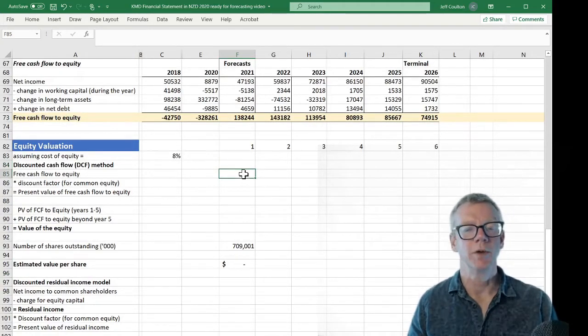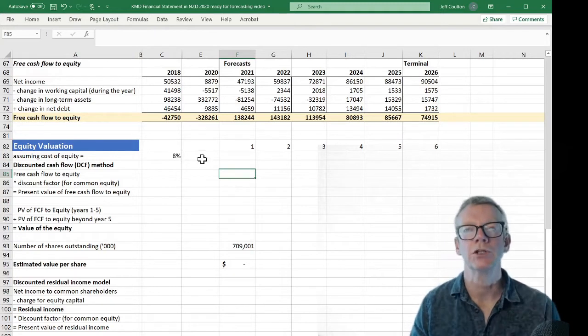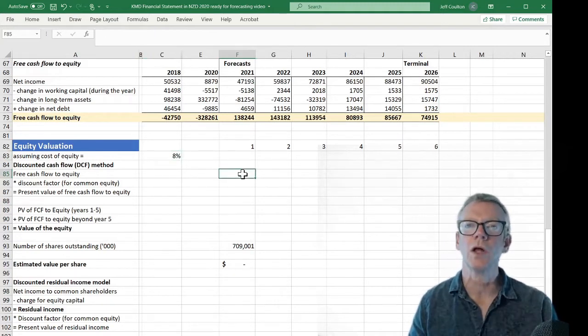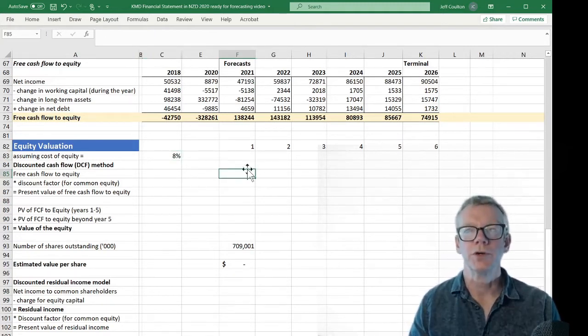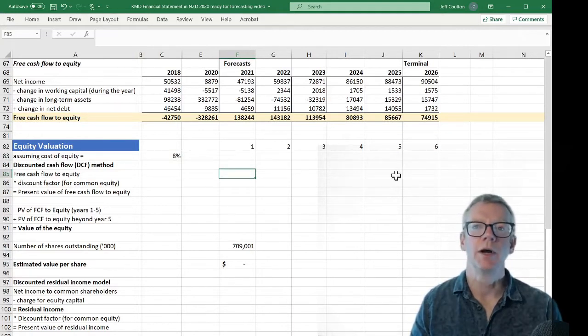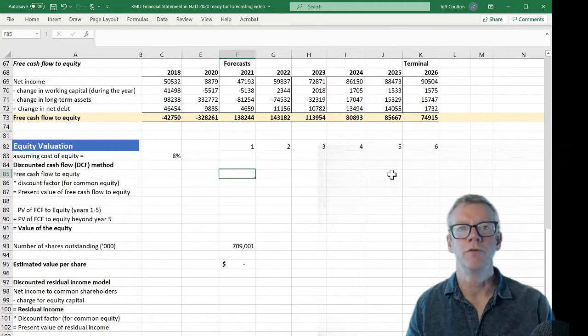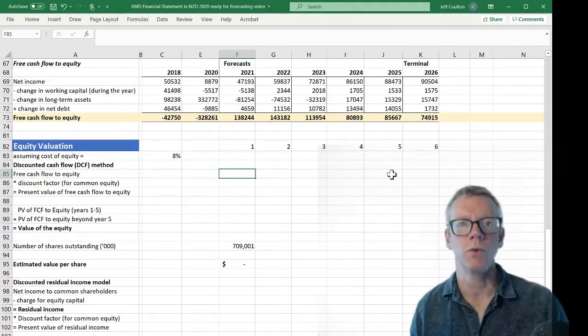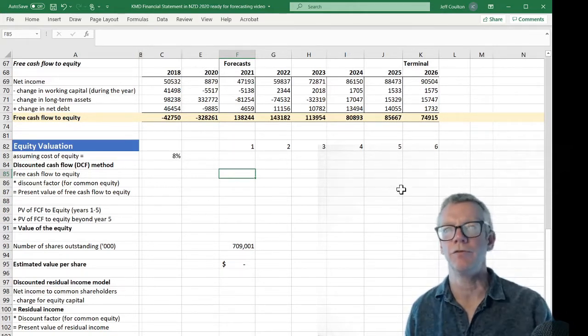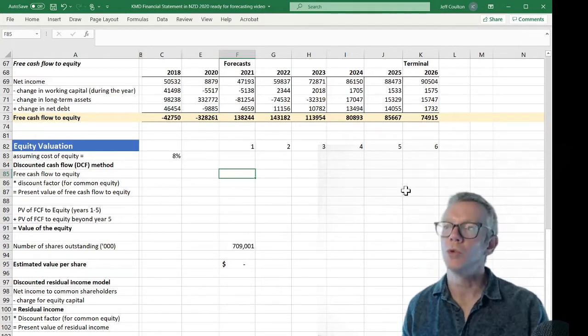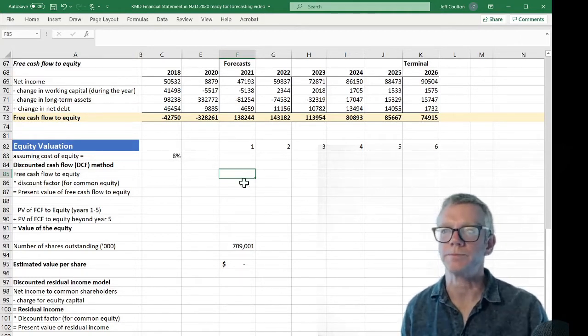First of all, I need my free cash flow forecast, and that's what I've just calculated. I need the discount rate or the present value factor based on 8%. I'll then work out the present value of the year-by-year forecast. Then I'll work out the present value of all free cash flows to equity beyond the 5-year forecasting window. That is 2026 and beyond.